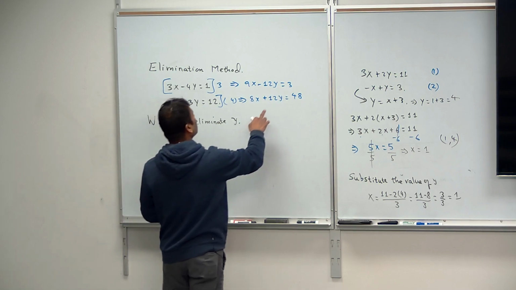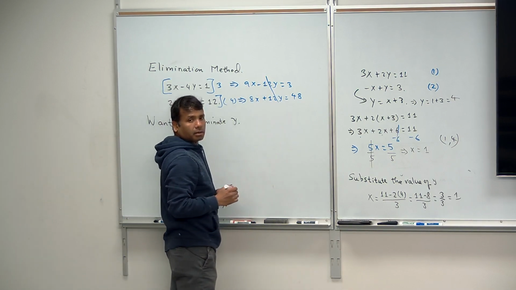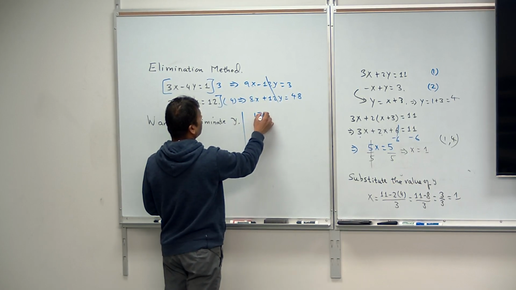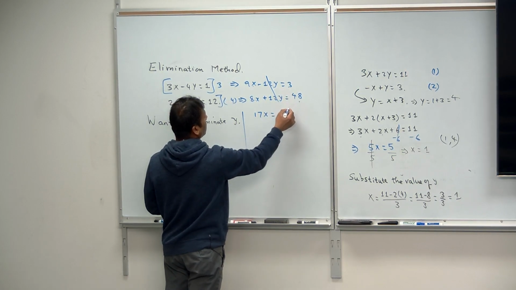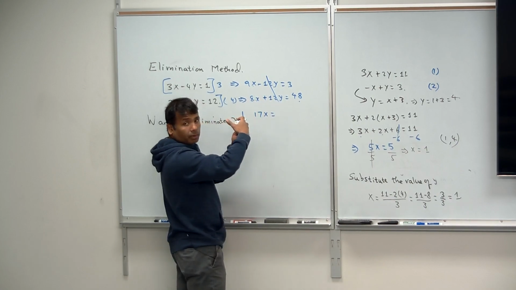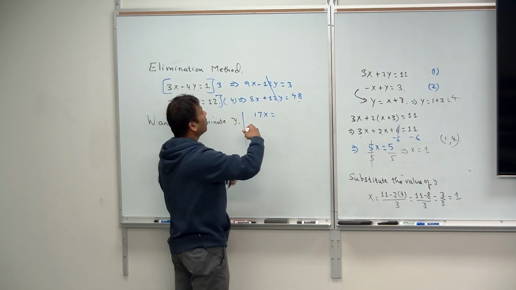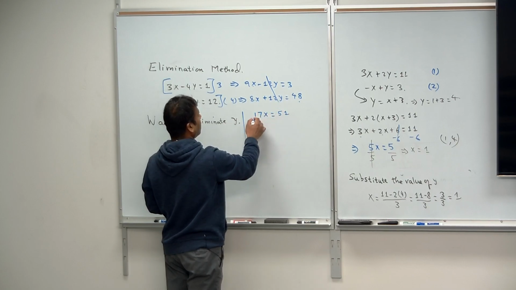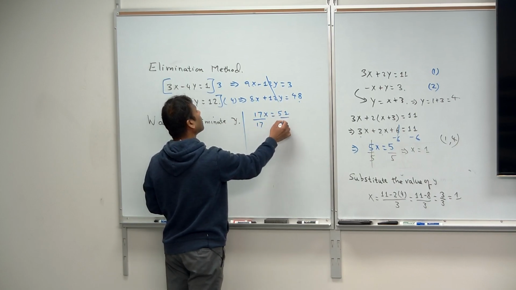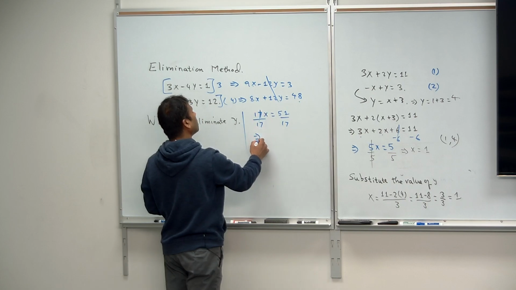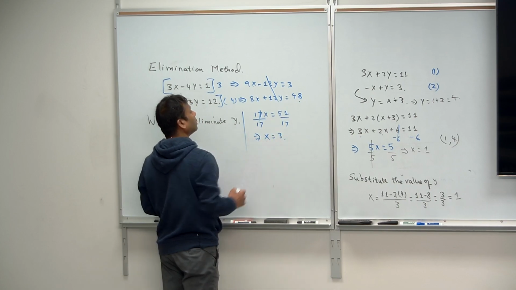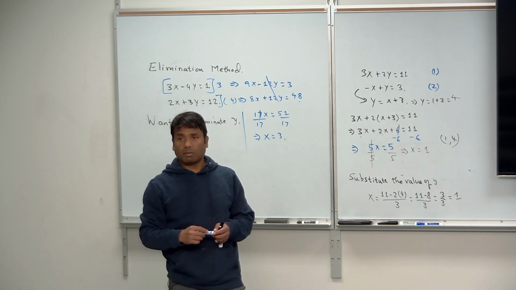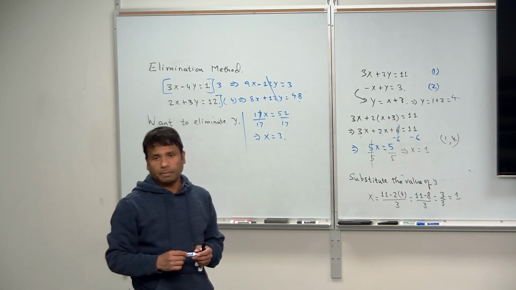So negative 12y, positive 12y, you can cross them out, cancel. So 9x plus 8x is 17x equal to 3 plus 48, which is what? You add them up. 51. And you divide both sides by 17. You cross them out, so x equal to what? 3. Because 51 divided by 17 is 3.